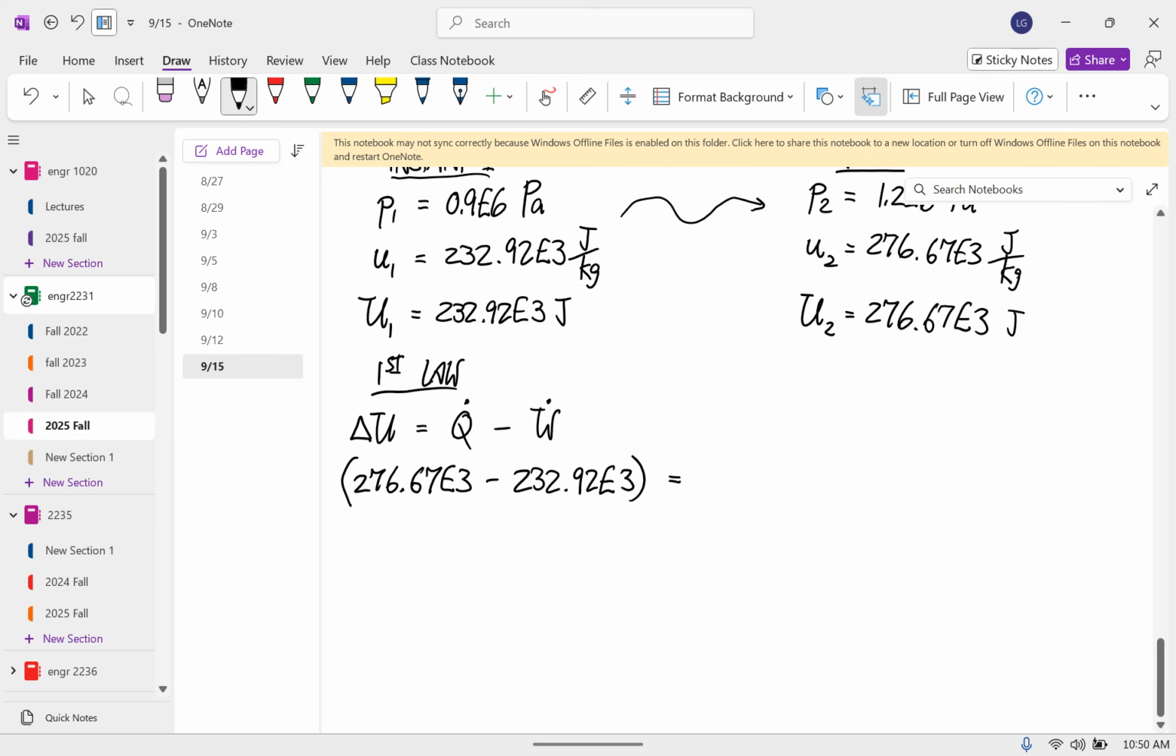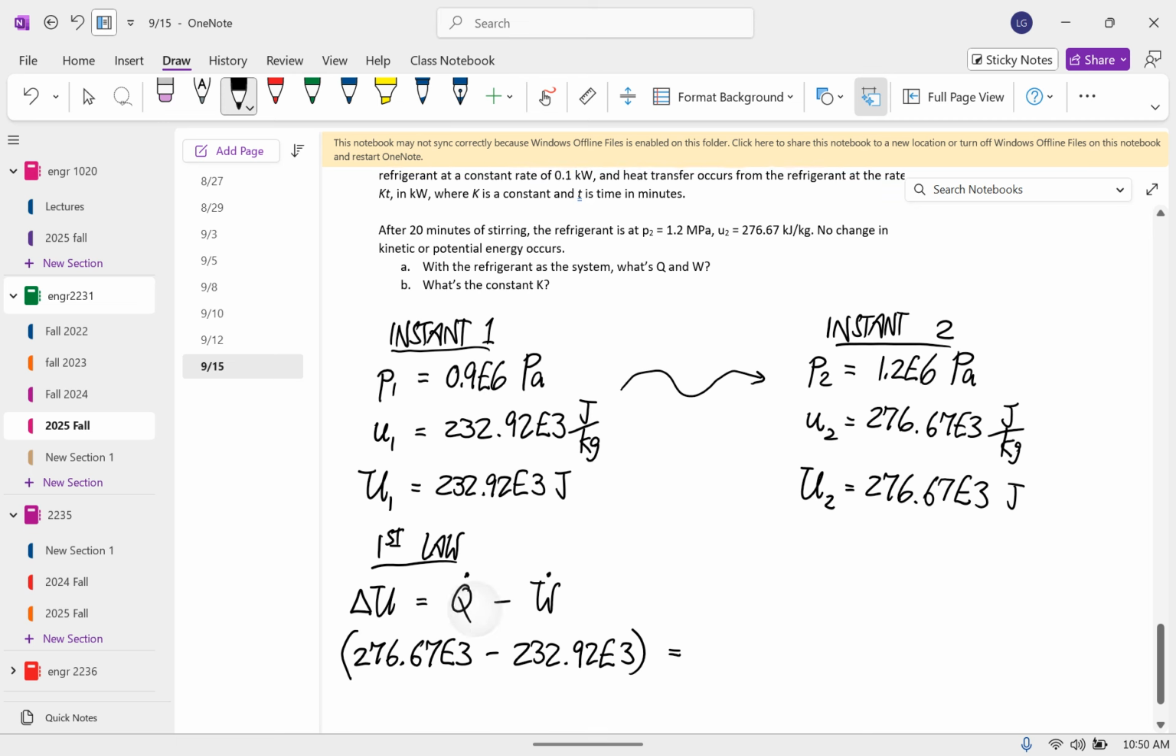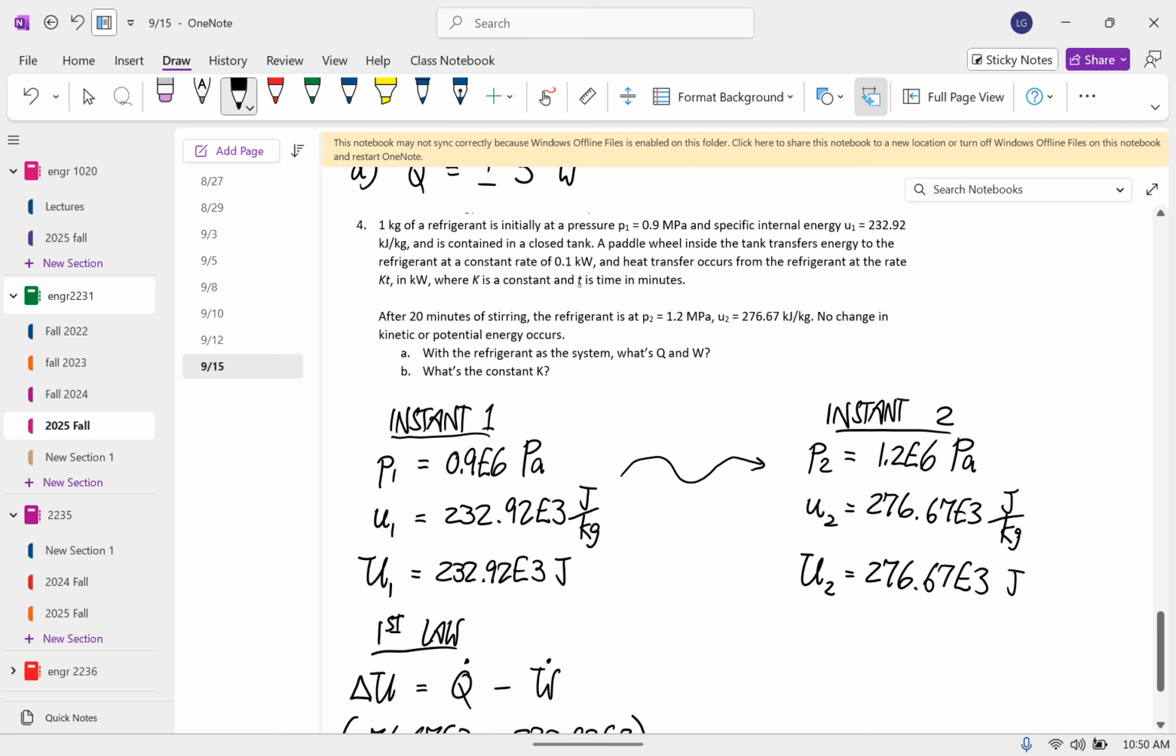Okay, so even though this section is differential form of the first law, it looks to me like it's going to set up more easily to do this in terms of the difference, the regular first law, because we have the two instants. Anytime you have the two instants, it's kind of natural to do it with the regular first law. So first I'm going to calculate the heat transfer.